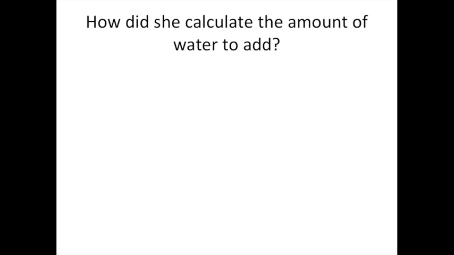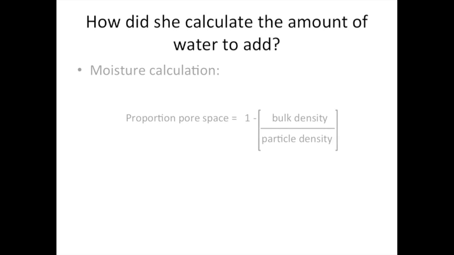How did Michelle know how much water to add to her sample? She used the following calculations. First, she calculated the proportion of pore space in the soil using the equation: proportion pore space equals 1 minus bulk density of the soil over the particle density, which is usually estimated at 2.65 grams per centimeter cubed.